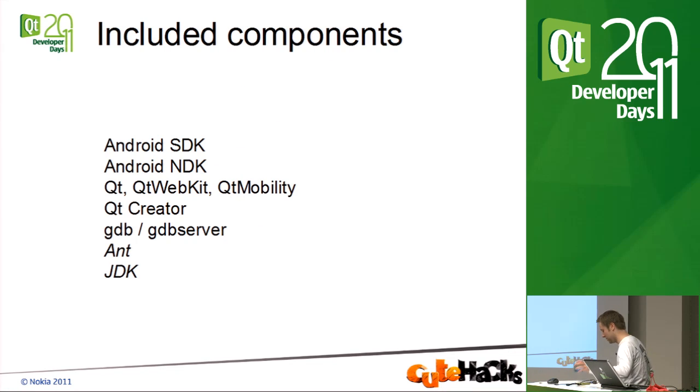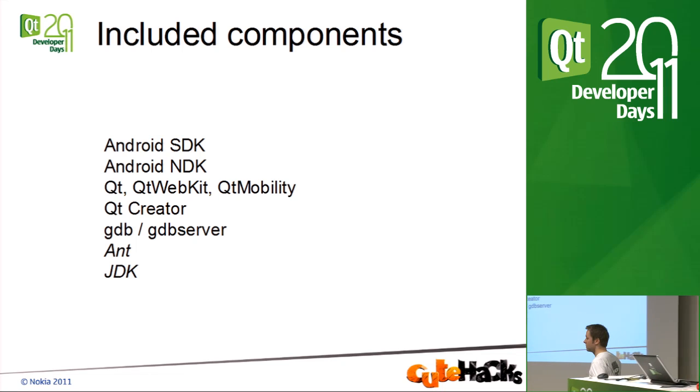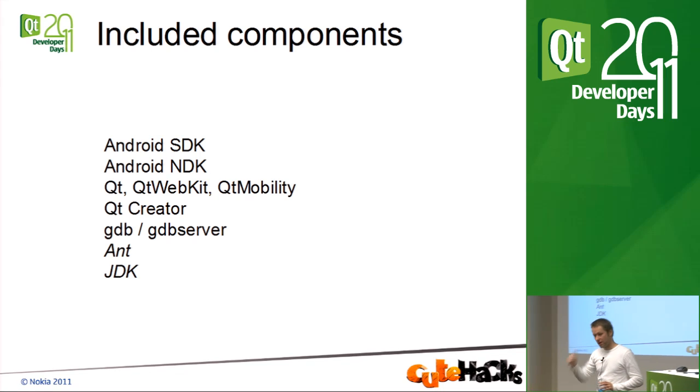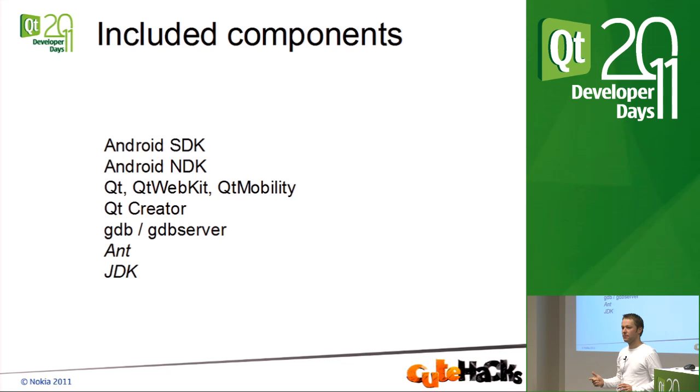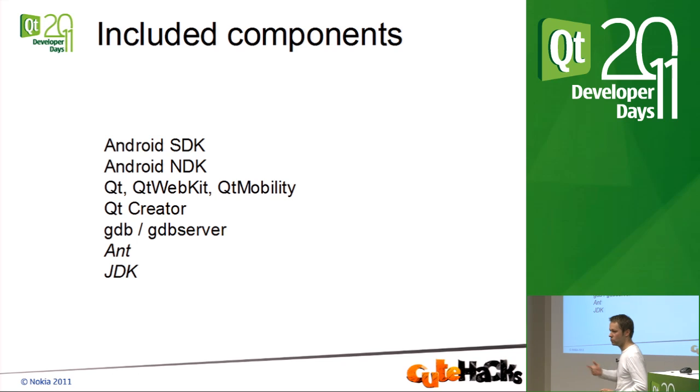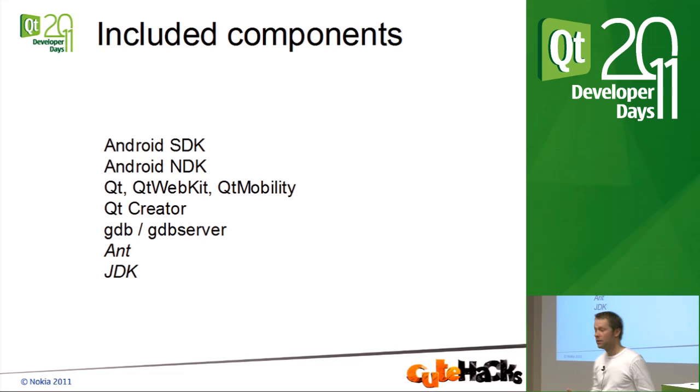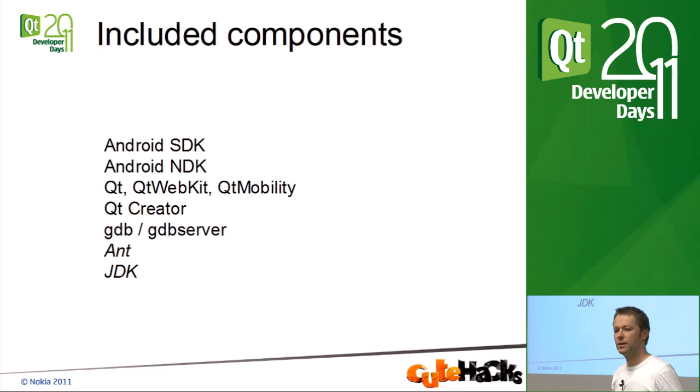What do you get when you install Necessitas? You get the Android SDK, that's the Java stuff. The Android NDK, that's the C, C++ native stuff. You get, of course, tools and compilers in there as well. Qt, Qt WebKit, and Qt Mobility, those are the actual ports, right? Qt Creator, lots of changes in Qt Creator, some of which have been pushed upstream back into Qt Creator proper, to extend it so that you have Android included in Qt Creator.